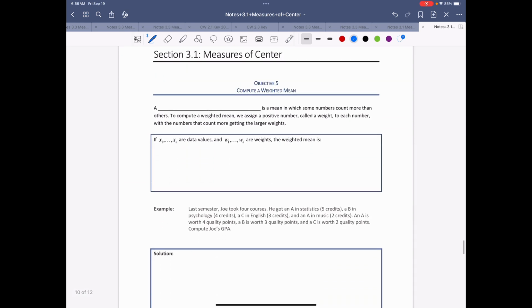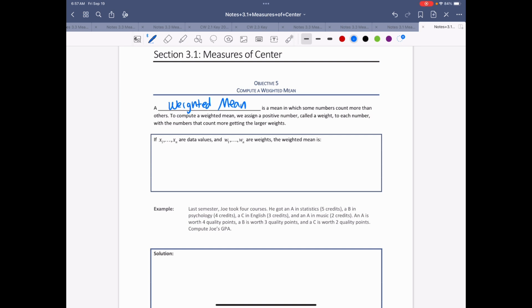All right, now the last thing we're going to do is something called a weighted mean. A weighted mean is something like your grade in our class. Each category counts a different weight. It's likely in all of your classes you have weighted means. And a weighted mean is a mean in which some numbers count more than others. They have a bigger weight. To compute a weighted mean, we assign a positive number called a weight to each number, with the numbers that count more getting the larger weight.